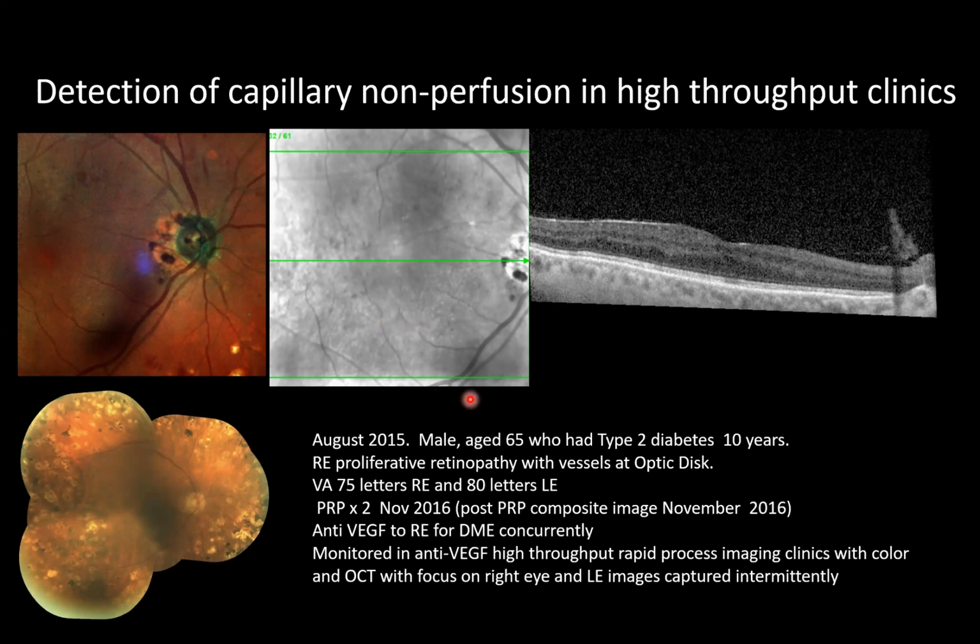This is one of our patients who is just about to retire and has had type 2 diabetes for 10 years. And you can appreciate new vessels on the disc. And you can see that it's had a reasonable coverage with PRP laser, and despite that, there are still some new vessels on the disc. He is also on anti-VEGF therapy for diabetic macular edema. And you can see that there are still some cysts in the retina, but overall the retinal contour is relatively normal.